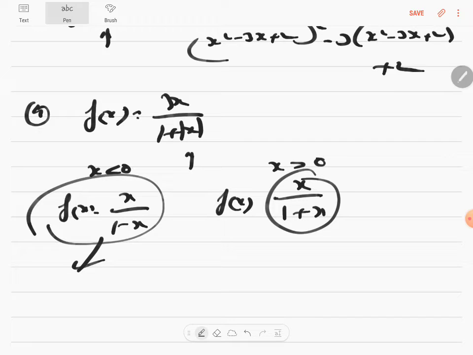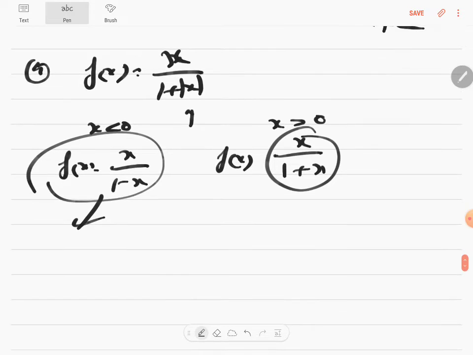But even then, there is a negative value. This minus 2 is going to become plus 2, and in this, minus 2 is going to become plus 2. But yet the range will be minus 2, so it doesn't affect our answer. It will definitely be 1 to 1 and onto.